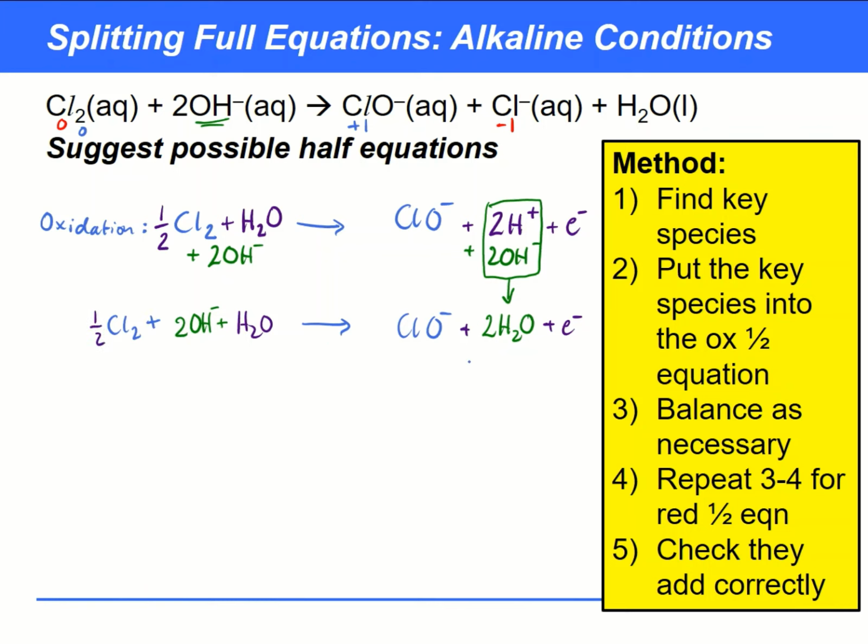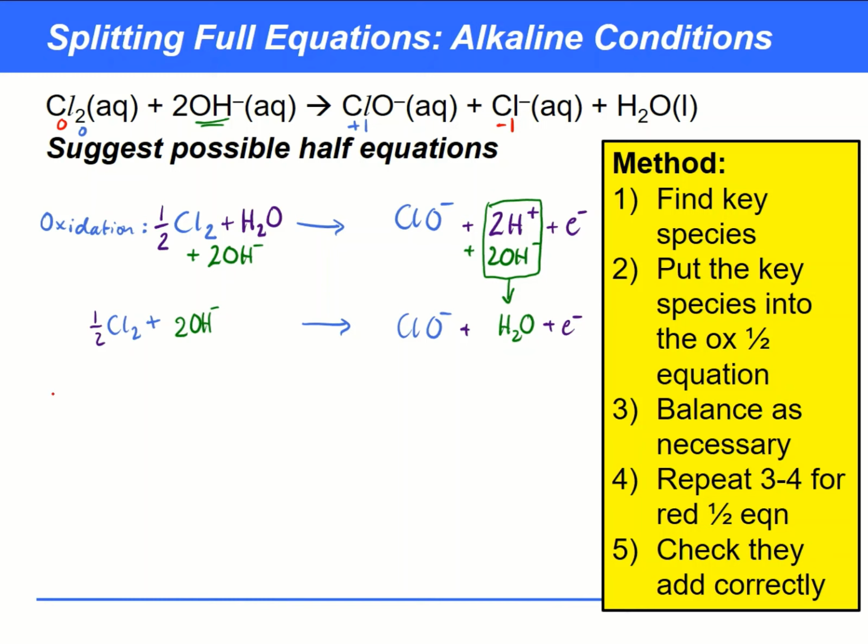Okay, so there we have underneath. Now you can see that we've got an H2O on the left and 2 H2Os on the right, and so we just need to cancel out the 2 from here, and we can get rid of that H2O entirely. So we end up with the oxidation half equation. If I just use my eraser, we can get rid of that, and get rid of one of those, and we get half Cl2 plus 2OH- goes to ClO minus, H2O and a single electron.